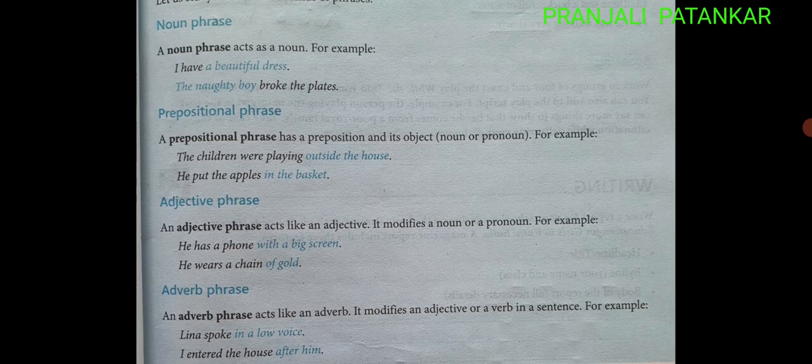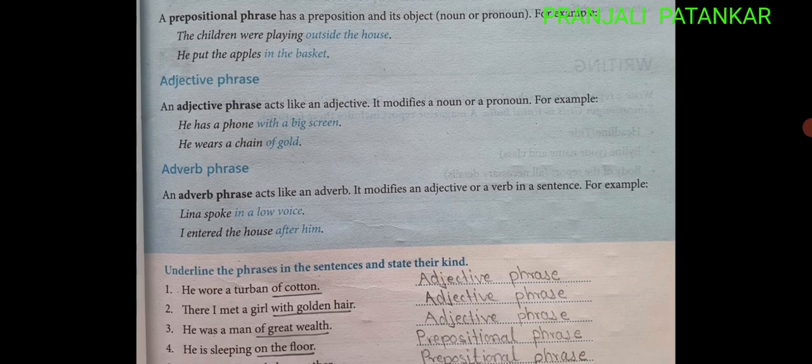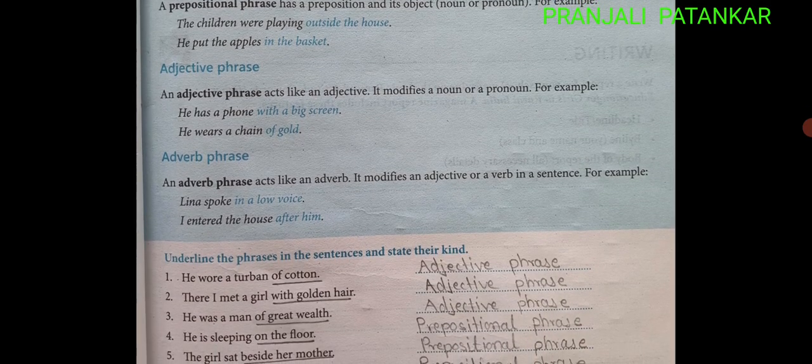Then prepositional phrase has a preposition and its object. Example, the children were playing outside the house. यहाँ पर outside क्या है? Preposition. Then adjective phrase. An adjective phrase acts like an adjective. It modifies a noun or a pronoun. Example, he has a phone with a big screen. He wears a chain of gold. Then adverb phrase. An adverb phrase acts like an adverb. It modifies an adjective or a verb in a sentence. Example, Lena spoke in a low voice. I entered the house after him.